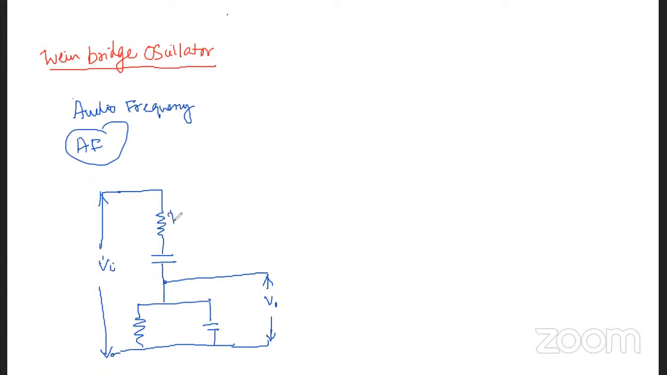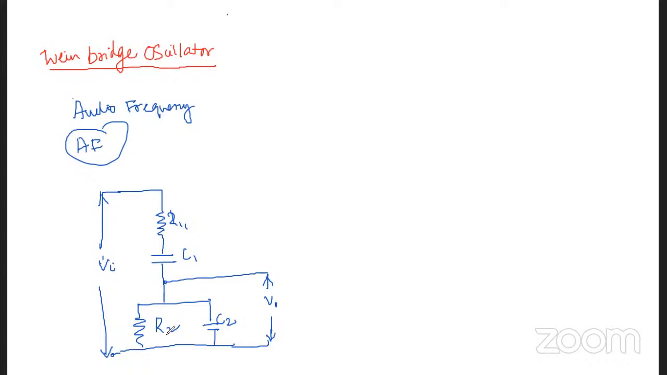So this is R1 C1 and this is R2 C2. This is the Wien bridge network which is shown here. The upper arm here consists of one resistor and capacitance in series, while the lower arm, R2 C2, is a parallel combination. Okay.